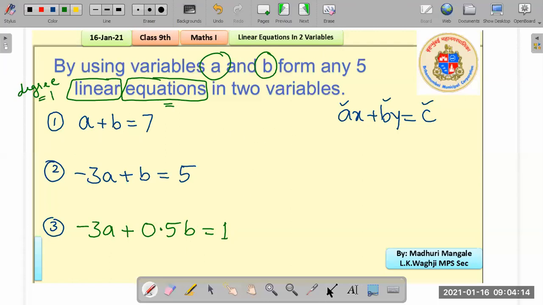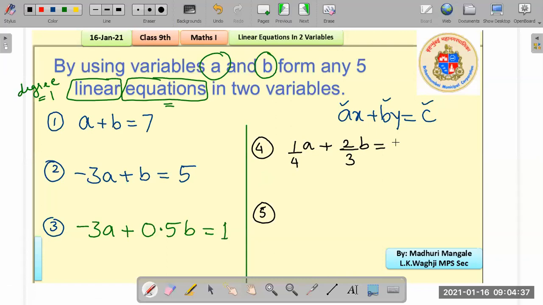Okay, let's make two more equations. Can we use a fraction as a coefficient? Yes, we can. Let's say 1 upon 4a plus 2 upon 3b equals to 10. This is also a linear equation in two variables. Okay, we have a, we have b, there is an equals to sign and the degree is 1.